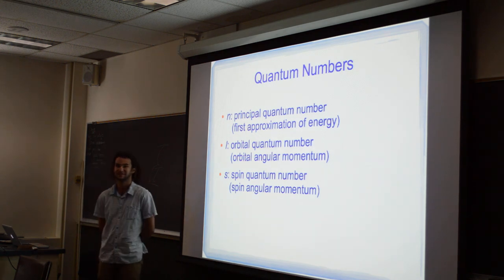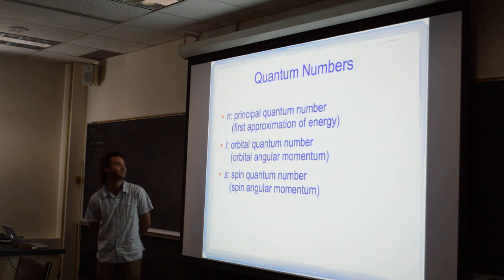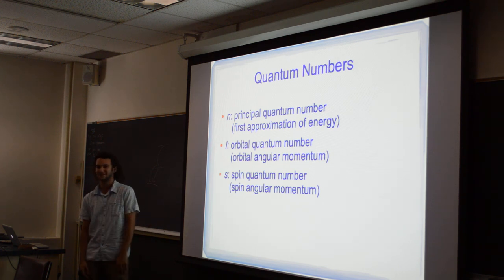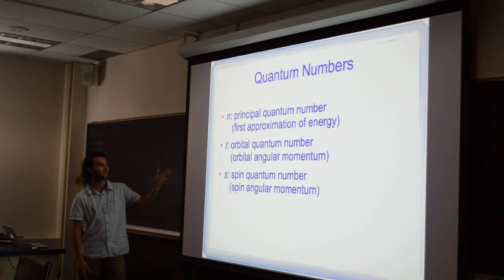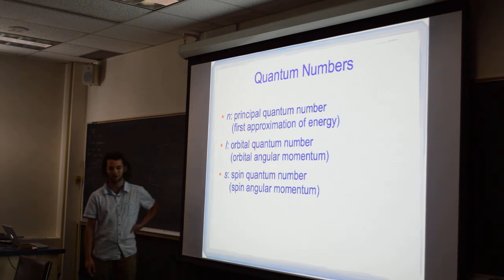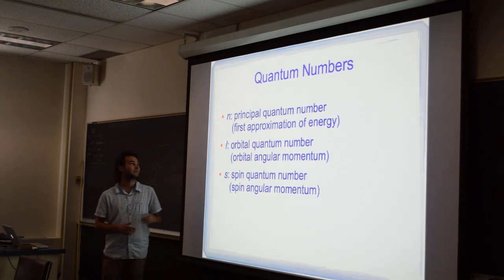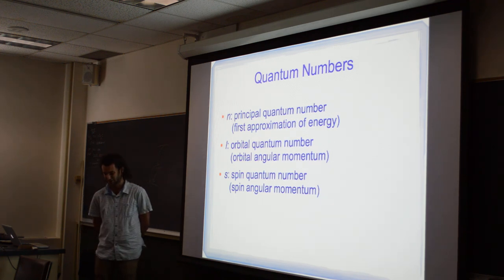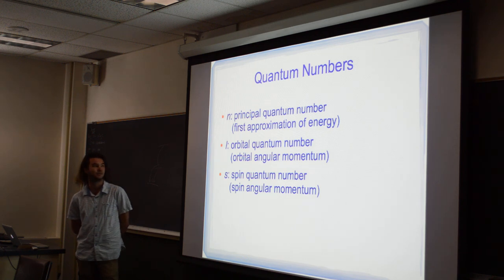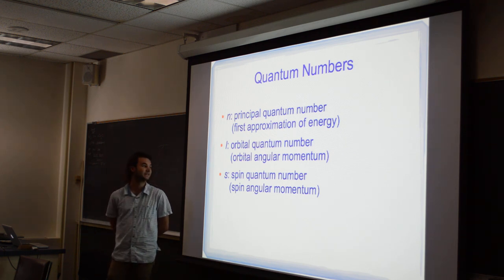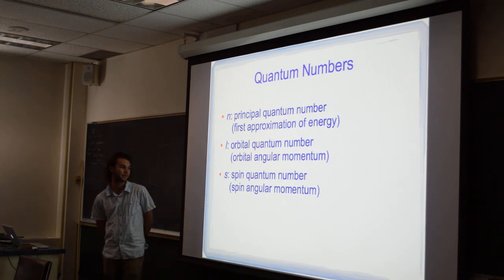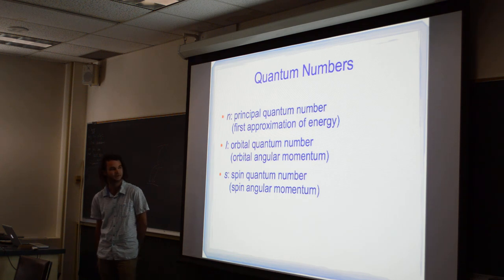Quantum mechanics is really important in atomic structure, so I'm going to go over some of the basic stuff here just to give some context. Here are some of the basic quantum numbers that we use when we're talking about the electrons within an atom. N is basically the energy of that electron to its first approximation. L is the angular momentum associated with the orbit around the nucleus. And S is the angular momentum associated with the spin of the electron.